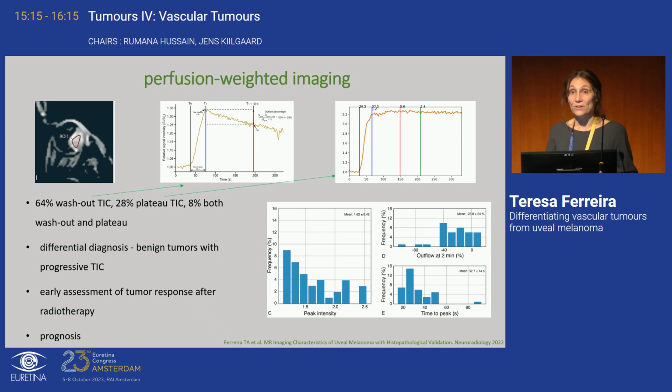So perfusion also is very important, like diffusion, to tell the radiologist this is suspicious for a benign lesion or suspicious for a malignant lesion, because, for instance, benign lesions tend to have a progressive curve. We also use perfusion to assess the early response of tumor to radiotherapy, especially proton beam radiotherapy, and we hope that it will be able to detect high-risk uveal melanomas.